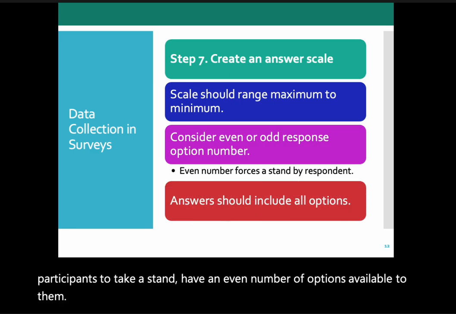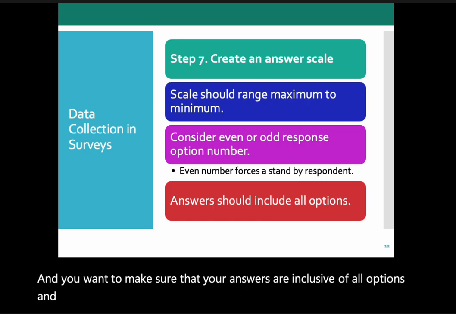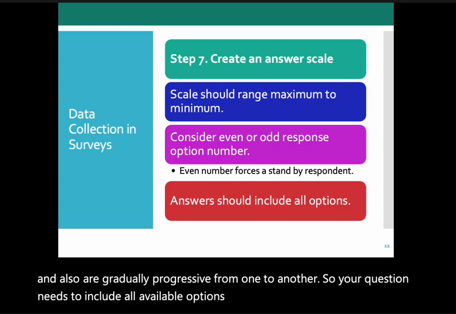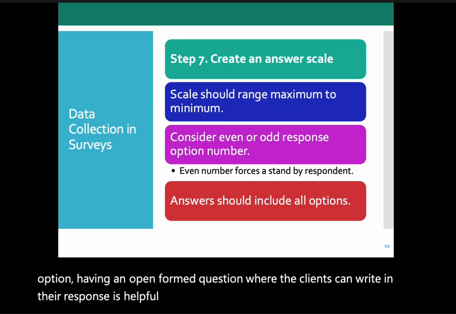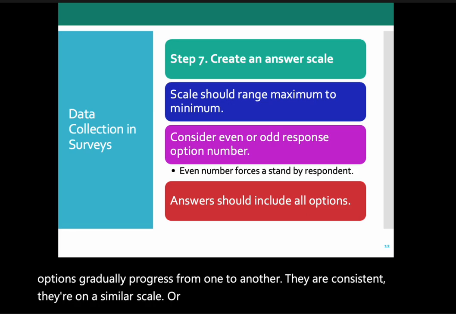And you want to make sure that your answers are inclusive of all options and also are gradually progressive from one to another. So your question needs to include all available options. If you don't want to list out every option, having an open form question where the clients can write in their response is helpful, but you also want to make sure that your answer options gradually progress from one to another. They are consistent, they're on a similar scale or at least in a similar direction.